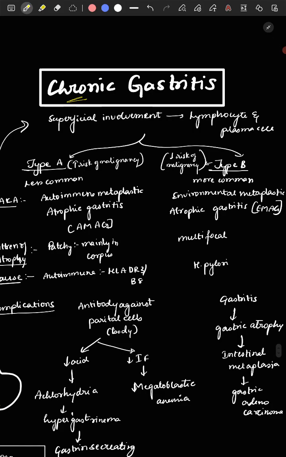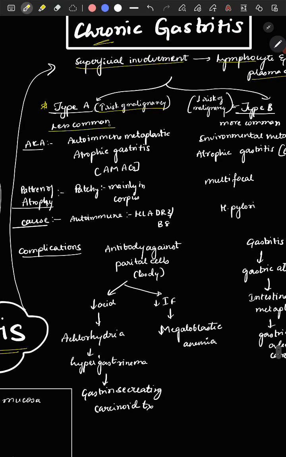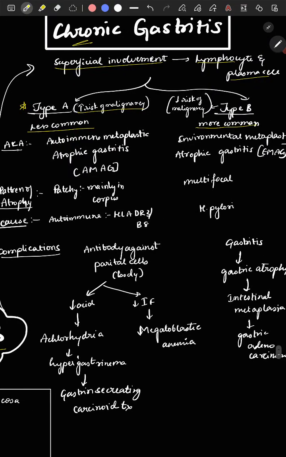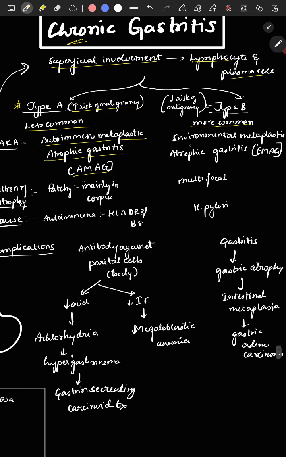Chronic gastritis is a superficial involvement of lymphocytes and plasma cells. There are two types of chronic gastritis. Type A, which has high risk of malignancy. Type B, which has less risk of malignancy. Type A is very less common. Type B is more common. Type A is also known as autoimmune metaplastic atrophic gastritis, AMAG. Type B is also called environmental metaplastic atrophic gastritis, EMAG. AMAG and EMAG.